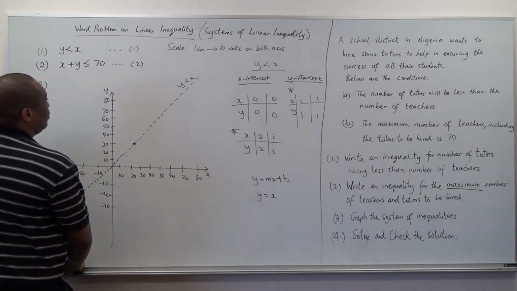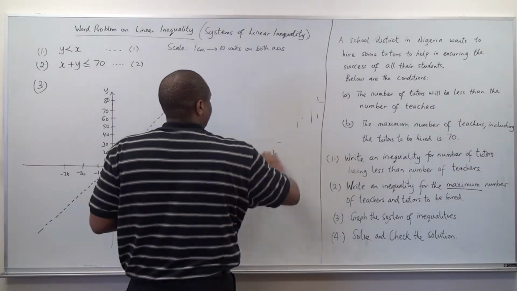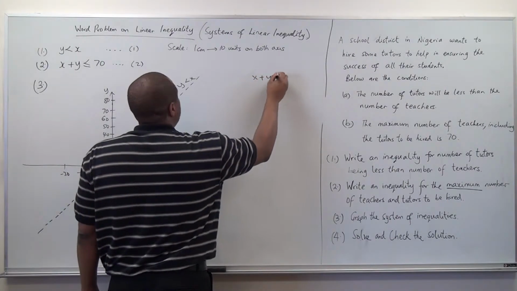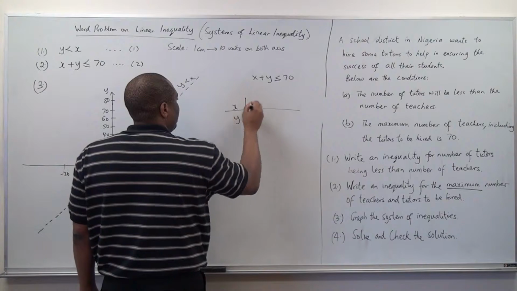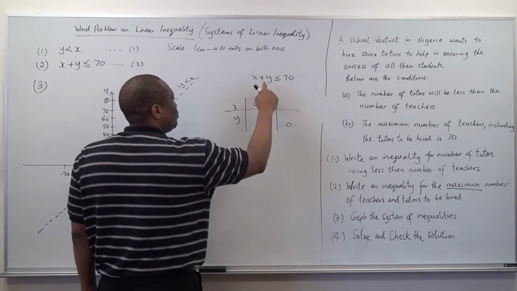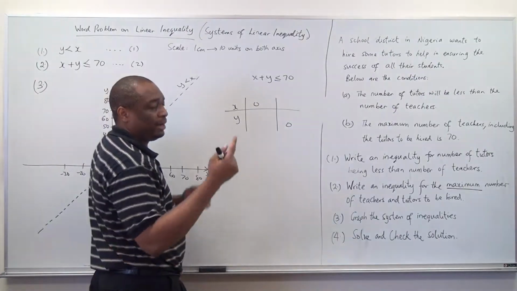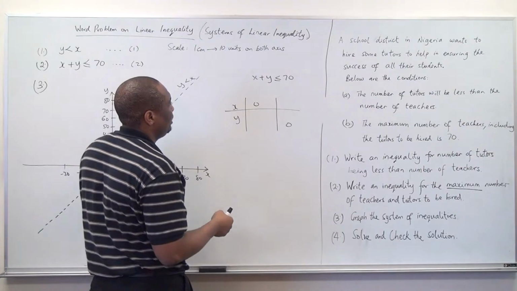Now the second one, we want to find the x and y intercepts. For the second one, x plus y less than or equal to 70. If we find the x and y intercept, when x is 0, what is y? And when y is 0, what is x? This is easier, but when you view the previous video, you will see what I'm talking about.